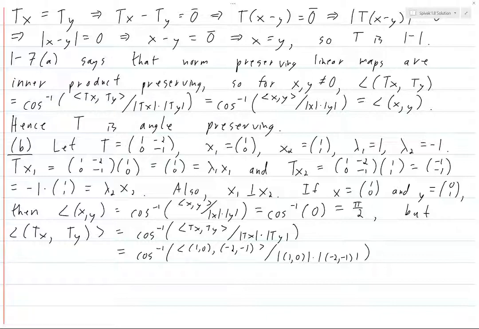And so the only way for our cosine to be pi over 2, well, cosine of pi over 2 is precisely 0. And in the domain of our cosine inverse, we can only plug in numbers between -1 and 1.